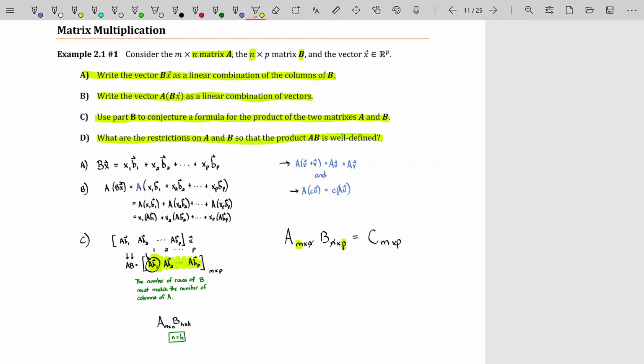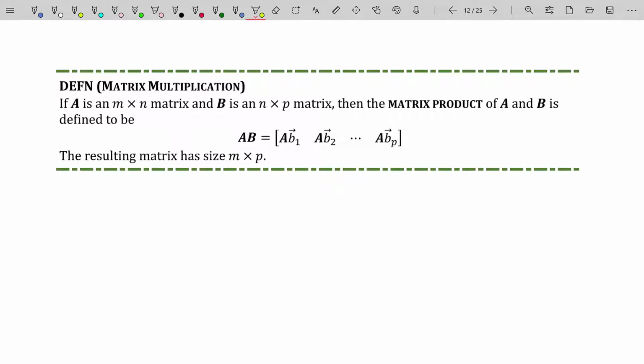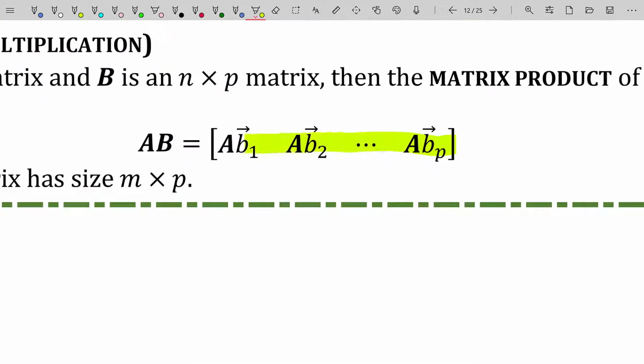To formalize this, let's take a look at a definition here of actual matrix multiplication. If A is an M by N matrix and B is an N by P matrix, then the matrix product of A and B is defined to be this matrix right here. Notice it matches what we wrote in the previous example. Now remember, in the previous example, I didn't actually say that's what it was. I said it looks like it should be that. It seems fairly convincing, but we needed somebody to come along and say, by the way, that is actually how we're going to go ahead and define it, and here it is.